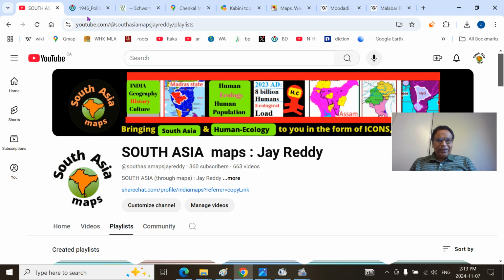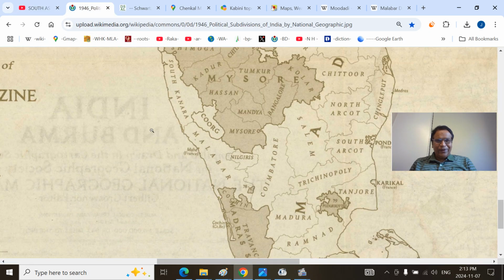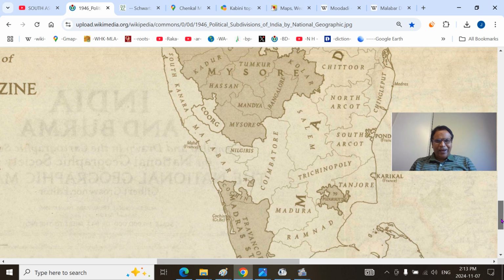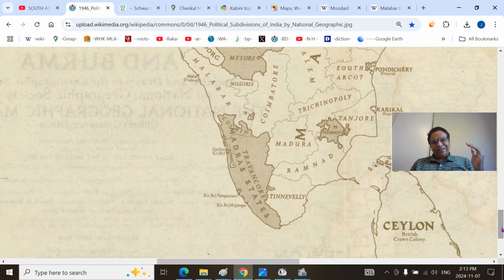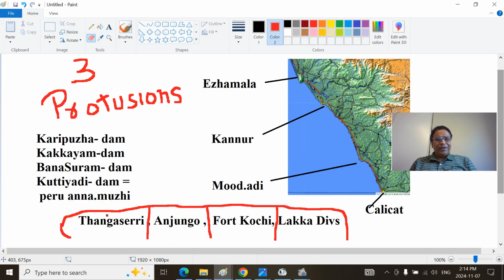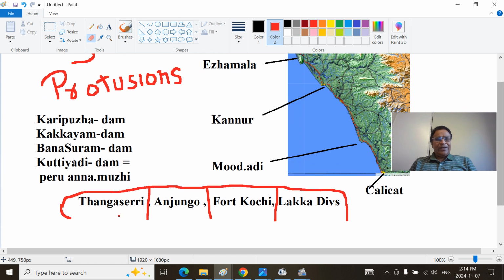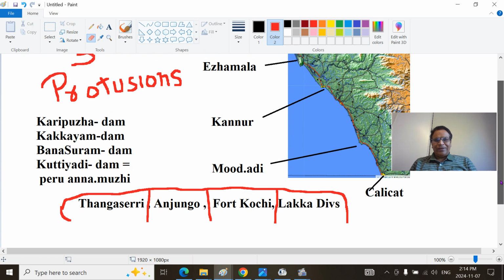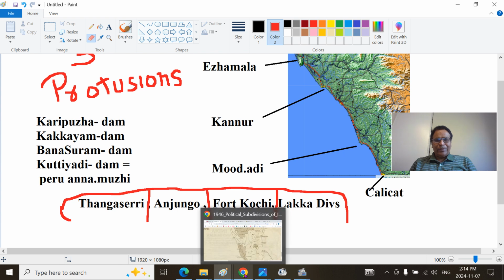This is the historical Malabar district of Madras Presidency. I have not covered certain exclaves of Malabar district like Fort Anjengo, Fort Tangassery and Fort Cochin. This region we have omitted for clarity and brevity, and here I have jotted them down so that you can see them. Tangassery, Anjengo, Fort Kochi, Lakadives or Lakshadweep Islands also used to be part of Malabar district. We have ignored that for clarity and brevity.